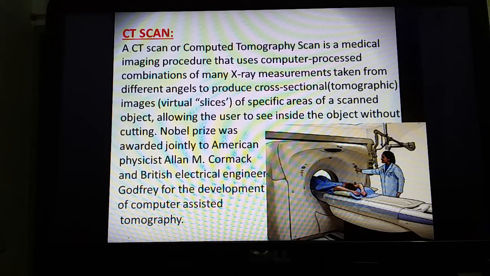The Nobel Prize was awarded jointly to American physicist Allan M. Cormack and British electrical engineer Godfrey Hounsfield for the development of computer-assisted tomography, as this is a very important invention. So these scientists were awarded the Nobel Prize. And we have now got the basic idea of the CT scan.